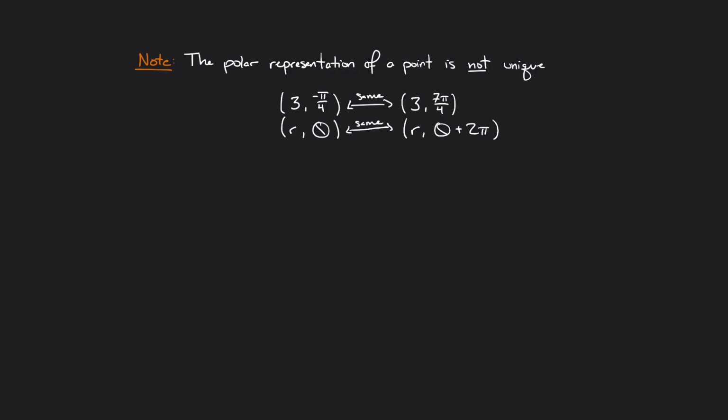Another place we see a lot of non-uniqueness is at the origin. In particular, anytime r is equal to 0, we just stay at the origin. So any point of the form (0, theta) will represent the origin.